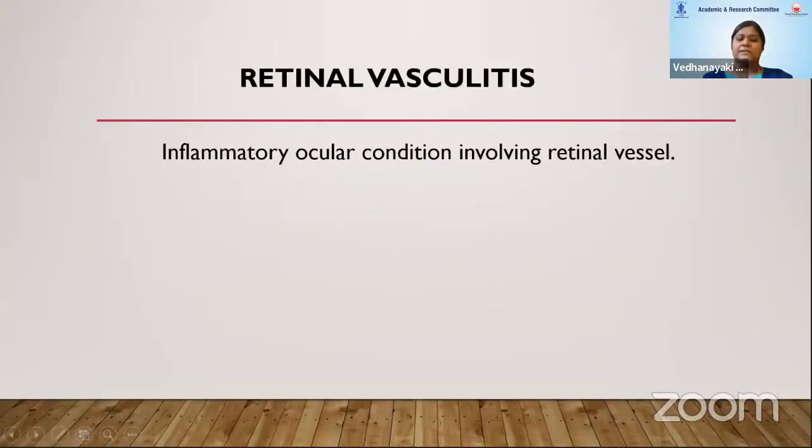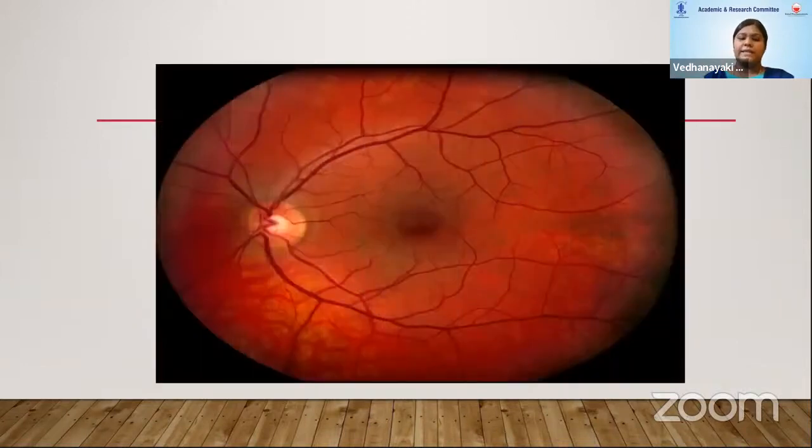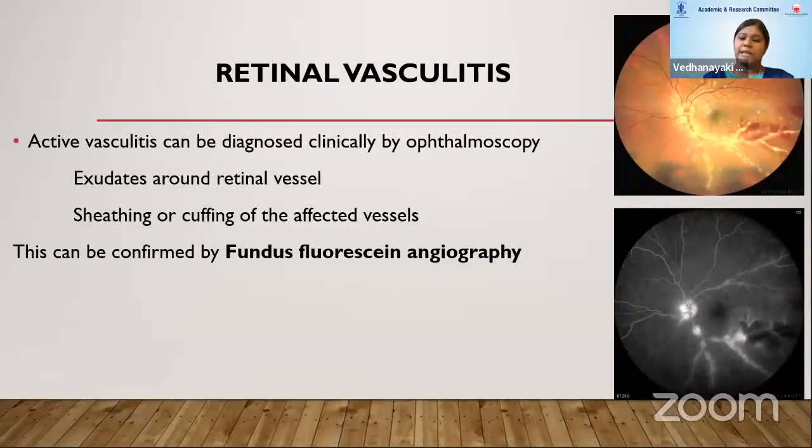So what is retinal vasculitis? It's an inflammatory ocular condition involving the retinal vessel. It's a sight-threatening condition if it is not diagnosed in the early stages and treated appropriately. The retinal vessel has a rare advantage that it is accessible to visualization by ophthalmoscopy. So, unlike systemic vasculitis, where we need a retinal biopsy and histopathology to confirm the diagnosis, active vasculitis can be diagnosed clinically by ophthalmoscopy.